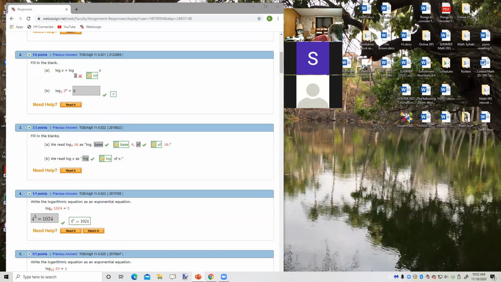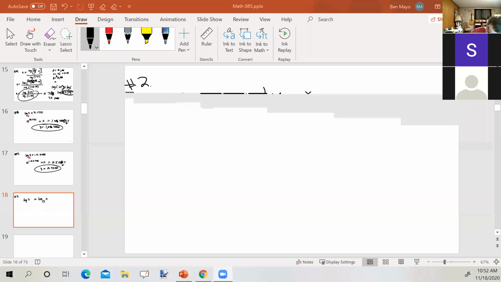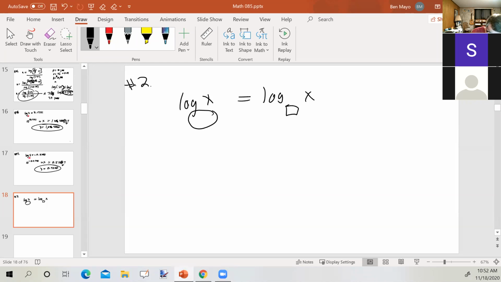So number 2, it says fill in the blank. Log of x equals log of what? Oh, log, I see. So log of x equals log base what of x. So what they're wanting you to do here, what this problem is about, is showing that you understand that when there's no base written, it's an implied 10. So that's what they want you to put in the blank, is a 10.